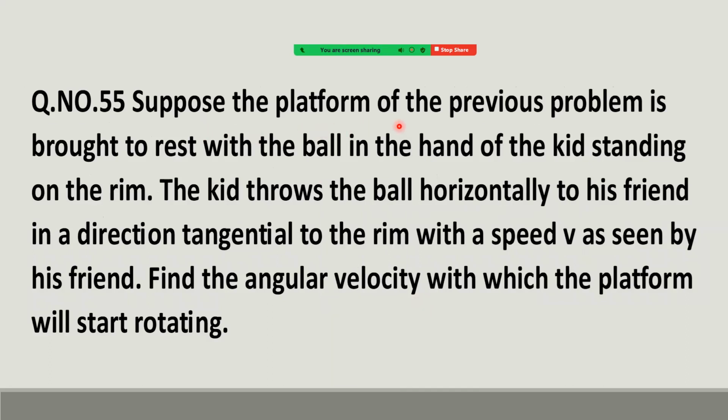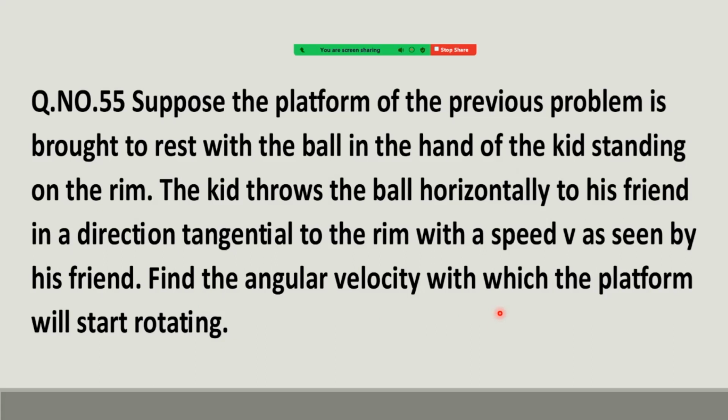Suppose the platform of the previous problem is brought to rest with the ball in the hands of the kid standing on the rim. The kid throws the ball horizontally to his friend in a direction tangential to the rim with a speed v as seen by his friend. See the meaning of this: as seen by his friend means it is in the ground frame. Find the angular velocity with which the platform will start rotating.